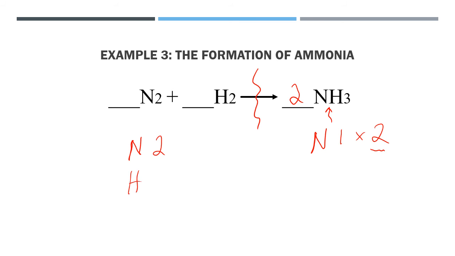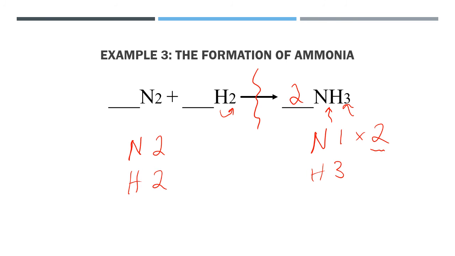Then I go to hydrogen. Hydrogen on the left has 2 currently, because that's the number next to it. On the right, it has a 3. So, going back to something I said earlier, I can only use whole numbers. And so, to get from 2 to 3, I'd normally multiply by 1.5. Not going to be able to use that.